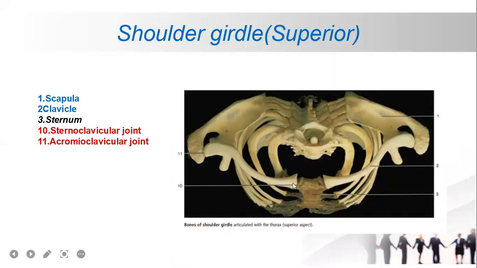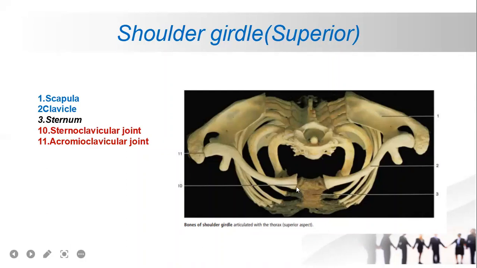We have the sternum, which is not part of the appendicular skeleton. I just had to point it out as number 3. The bone we are mainly discussing is the clavicle, which is right here, an S-shaped bone. We have the scapula and the posterior aspect of the thorax, and the rest are bones of the axial skeleton. We have the thoracic vertebrae, the ribs around here, and the costal cartilages around here.